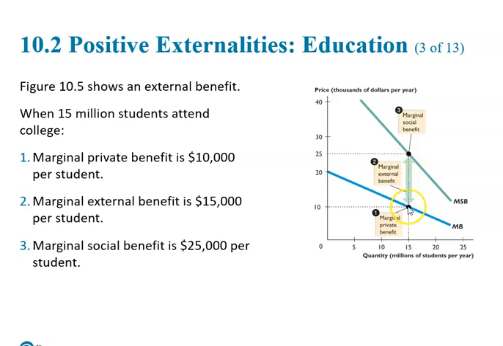So you have to add that marginal external benefit to the marginal private benefit in order to get to the marginal social benefit. So the marginal social benefit will obviously be shown by a curve which is higher than the marginal private benefit. It just shows that if we are only looking at the marginal private benefit, we are discounting the marginal external benefit which is being generated, and if you add the two, you will get to the marginal social benefit, which is equal to $25,000 per student when 15 million students are getting an education.